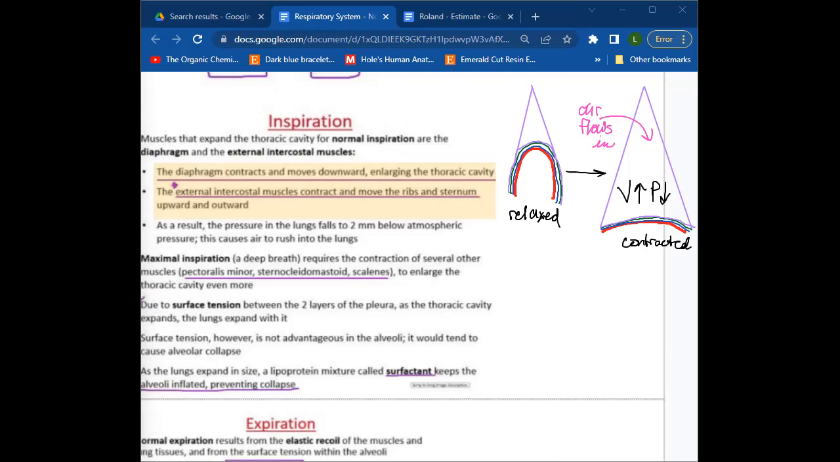that again is going to pull on the parietal pleura. The parietal pleura is going to pull on the visceral pleura. And then the visceral pleura is going to pull on the lung again. So, and then that's going to increase the volume, which is then going to decrease the pressure.